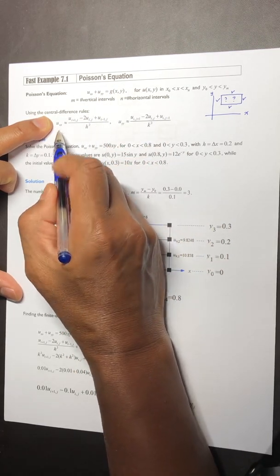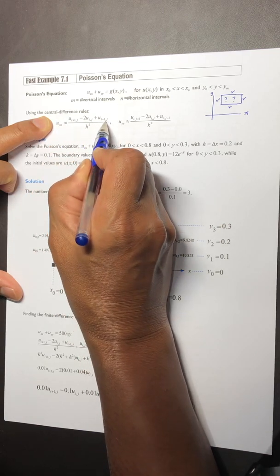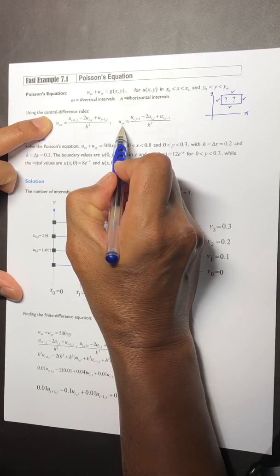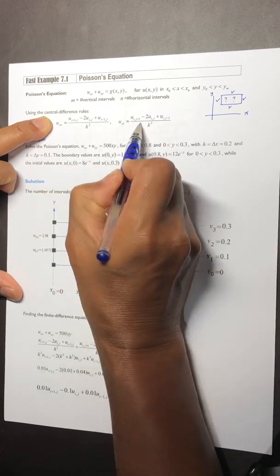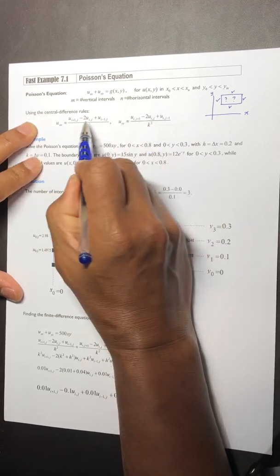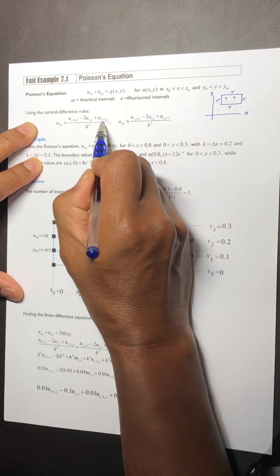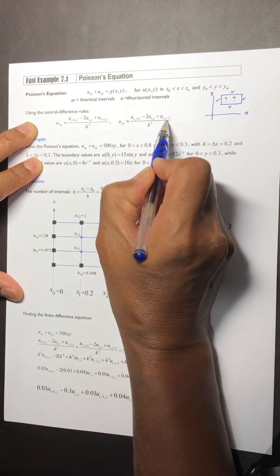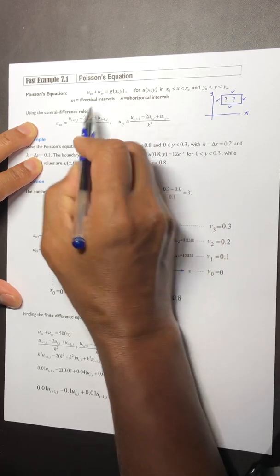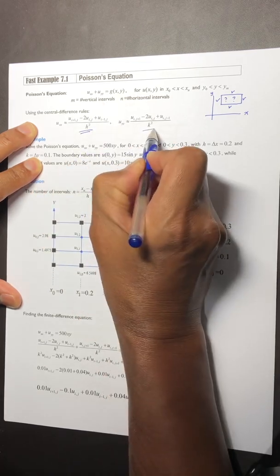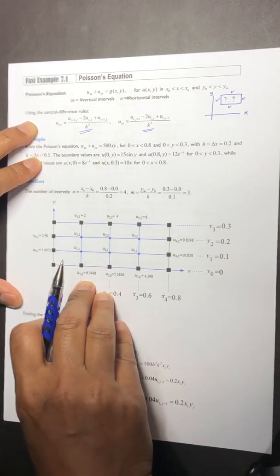This is uxx. That means i is moving, j remains the same. For uyy, j is moving, i remains the same. Quite similar. So instead of i plus 1, we have j plus 1 here, and instead of i minus 1, we have j minus 1 here. Instead of h, we have k. So we are going to use these formulas to derive the finite difference equation for the problem.